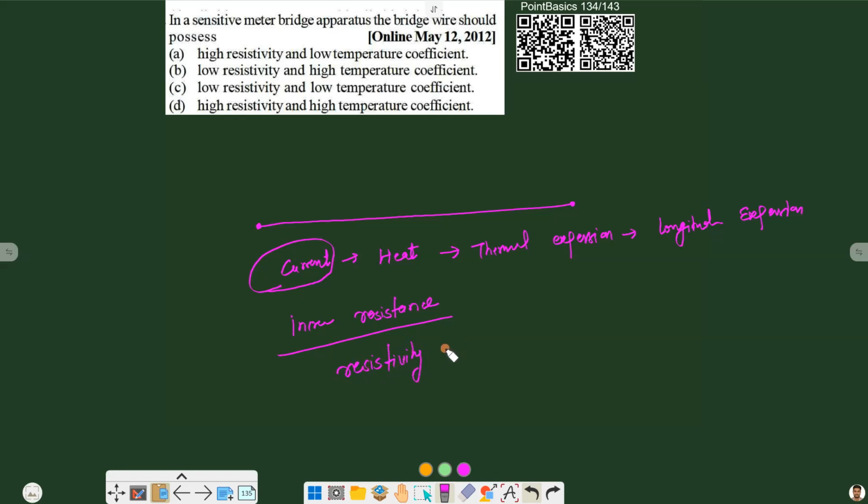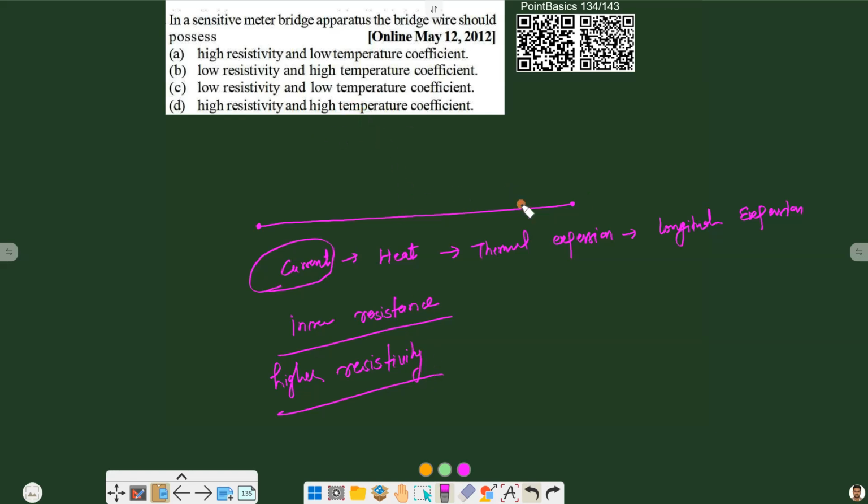And if resistance is higher, it means resistivity is also higher, indirectly. It does not actually mean that resistivity should be higher. We can have a low resistivity material with a very small area of cross section. But normally we assume that resistivity will be higher. So higher resistivity. Now also coming to the second point, that is temperature coefficient.